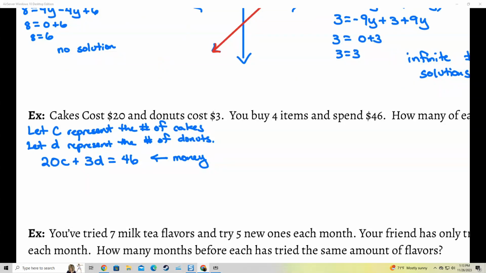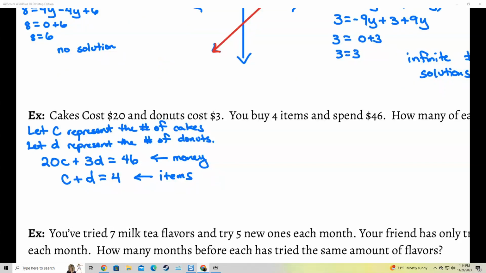Okay. The other equation they said is that I bought 4 items. Well, how many cakes did I buy? I don't know. I bought C of them. And then plus, how many donuts did I buy? Well, I don't know. I bought D of them. But I do know that if I add the number of cakes plus the number of donuts, there's 4 items total. This is the items equation: C plus D equals 4.